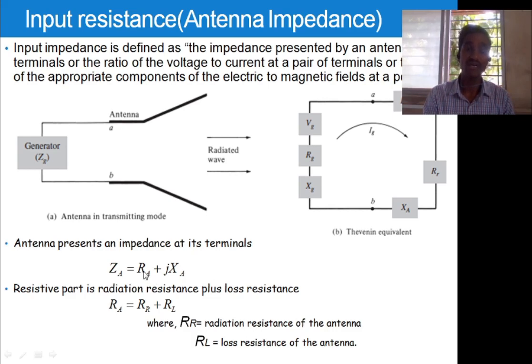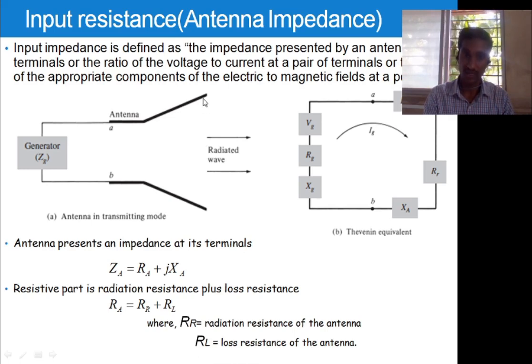And first one is a real resistance. So this real resistance, or resistive part, is represented here. Ra is equal to Rr plus RL, where Rr is nothing but the radiation resistance of the antenna, and the second one is nothing but RL. So RL is nothing but the loss resistance of the antenna.